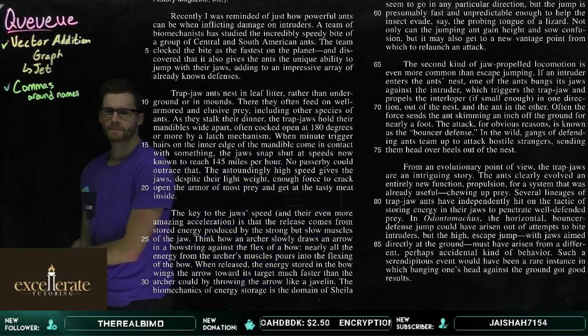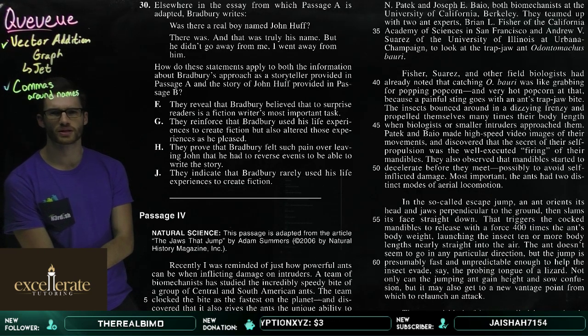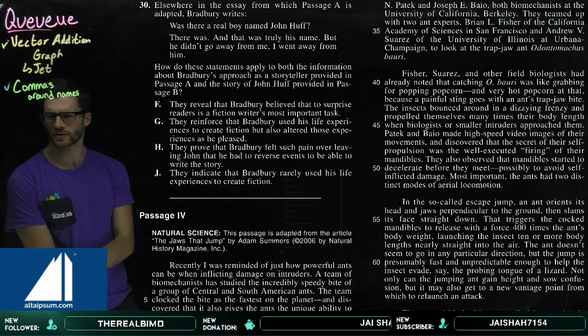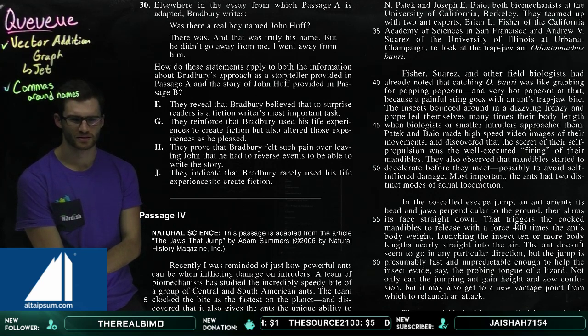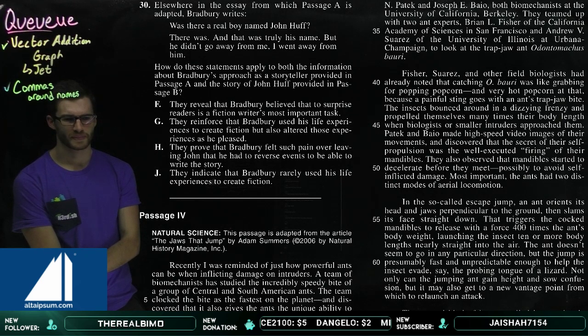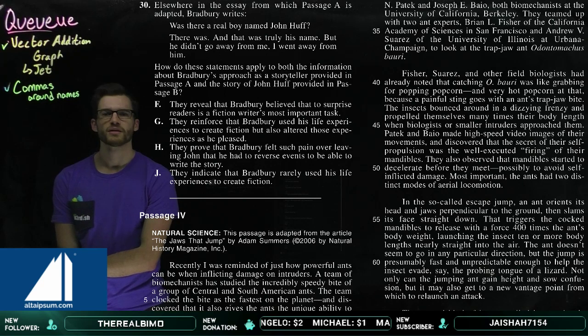Lovely. Okay. The biomechanics of energy storage is the domain of Sheila Patek and this other dude, both biomechanists, right? Biomechanists? I want to say mechanists. Whatever. Machinists. I think it's biomachinist. Well, you say mechanic, but I think you say machinist. There's no I for machine there. That is not machine.